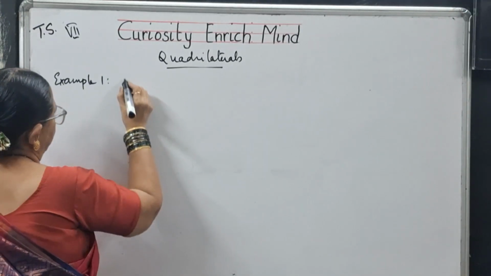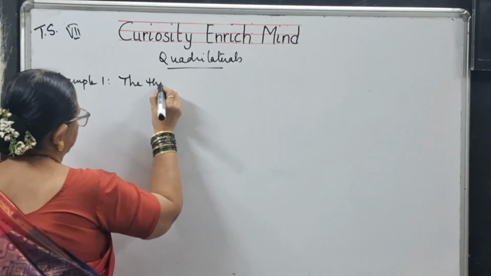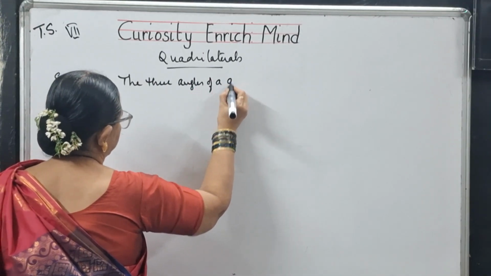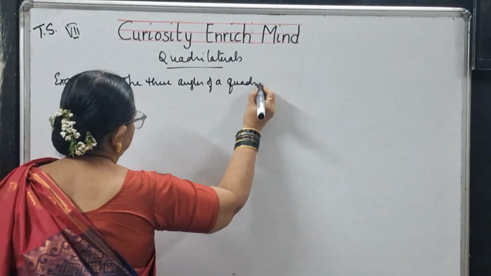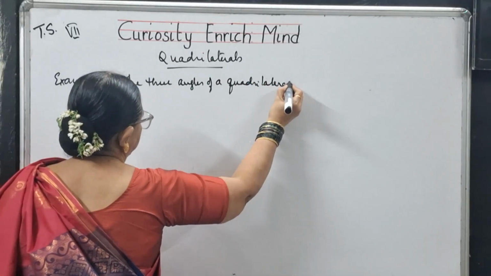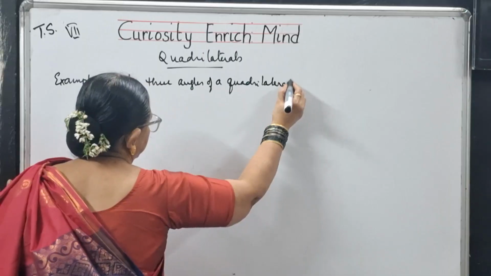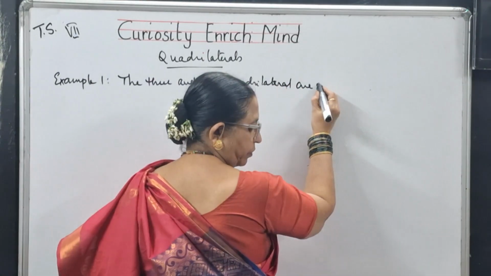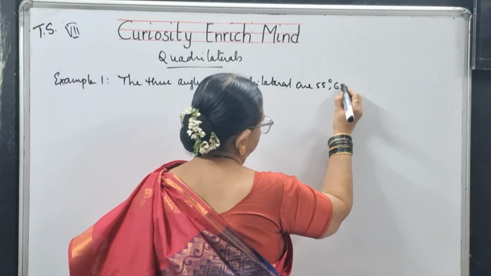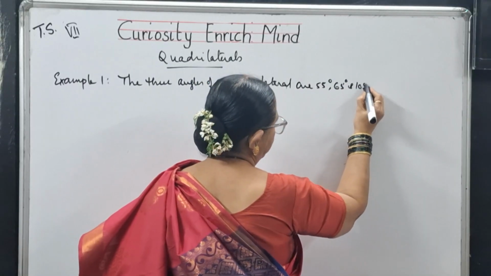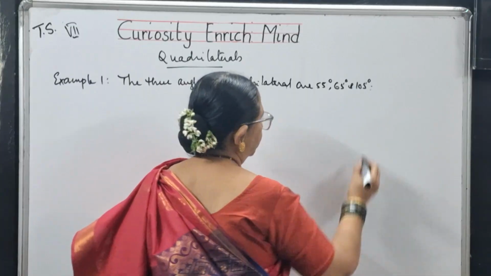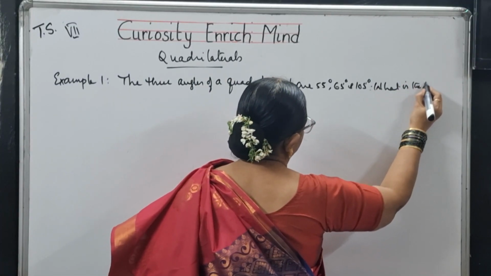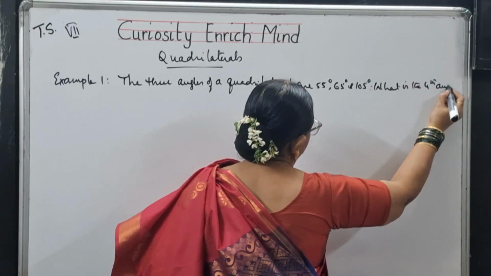The three angles of a quadrilateral are 55 degrees, 65 degrees and 105 degrees. What is the fourth angle?